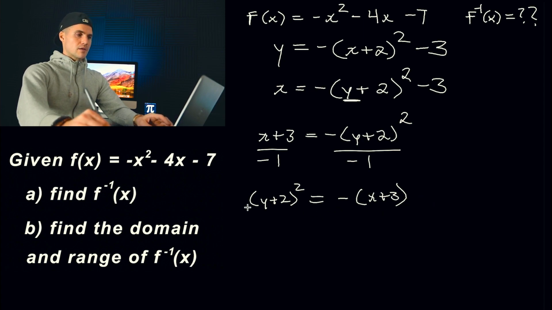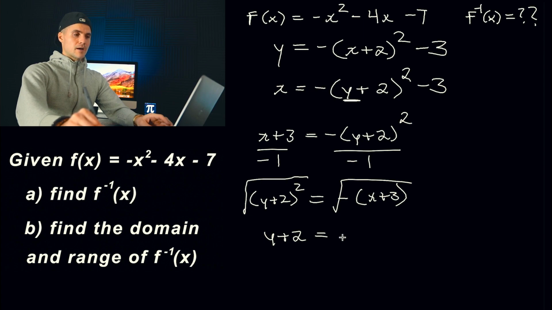So we've got this. Now we have to get rid of this exponent, so we square root both sides. We'd have y plus 2 equals the square root of negative x plus 3. And technically this is plus and minus when we square root that.